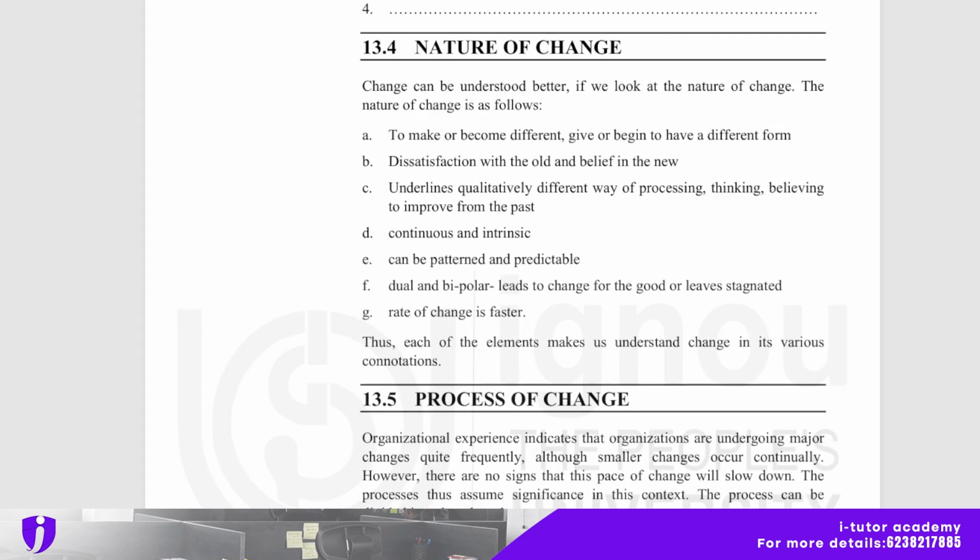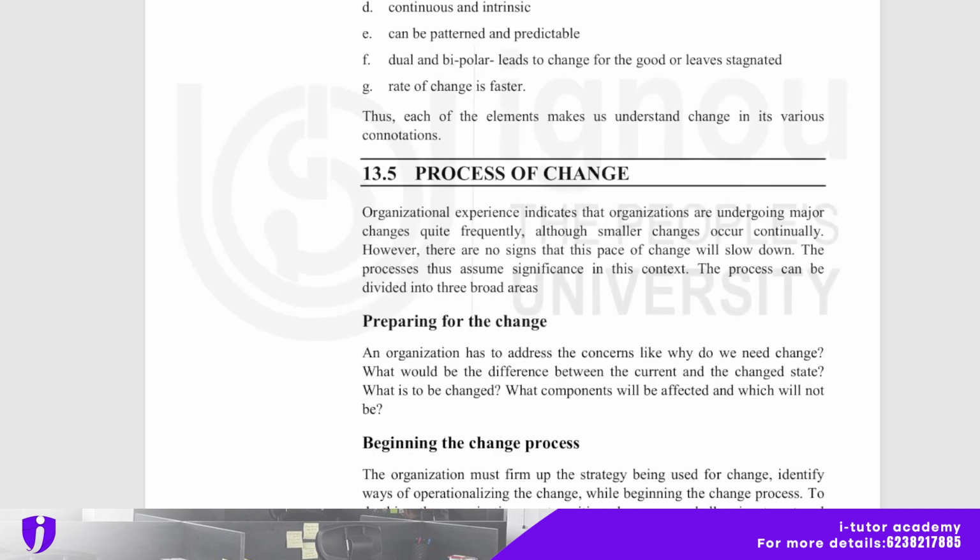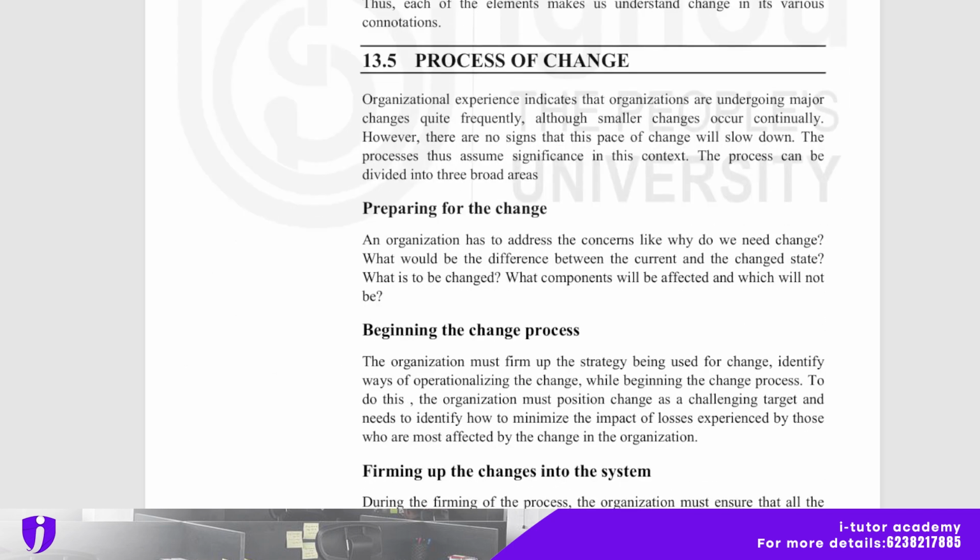It can be patterned and predictable. Dual and bipolar leads to change for the good or leaves stagnated. And rate of change is faster. Each of the element makes us understand change in its various connotation. Okay. Next is process of change. What is the process of change?